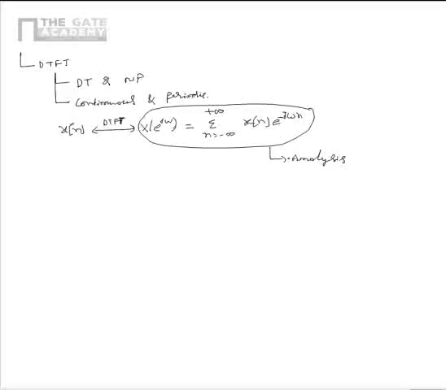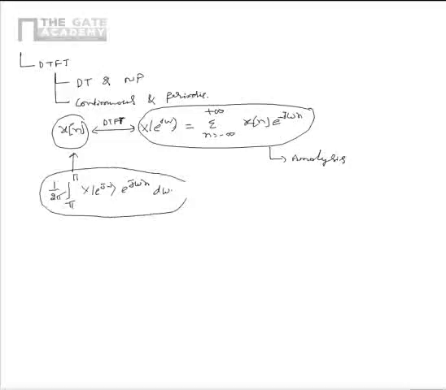Given X of e power j omega, we can get x of n by the synthesis equation as 1 by 2 pi integral minus pi to pi X of e power j omega multiplied by e power j omega n d omega. Please note that the equation that we have written now to get x of n from X of e power j omega is the synthesis equation.